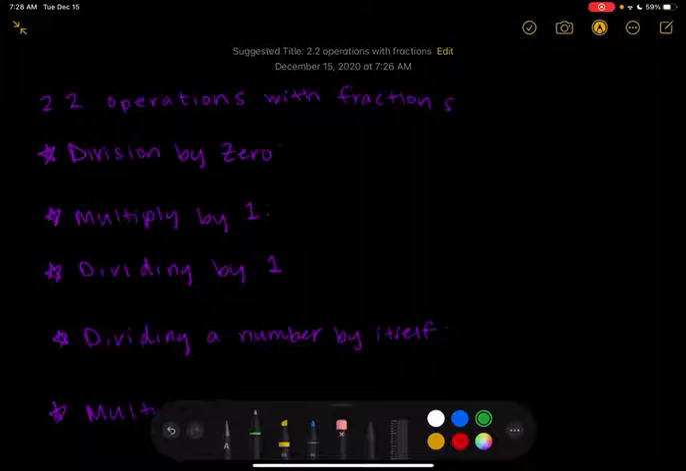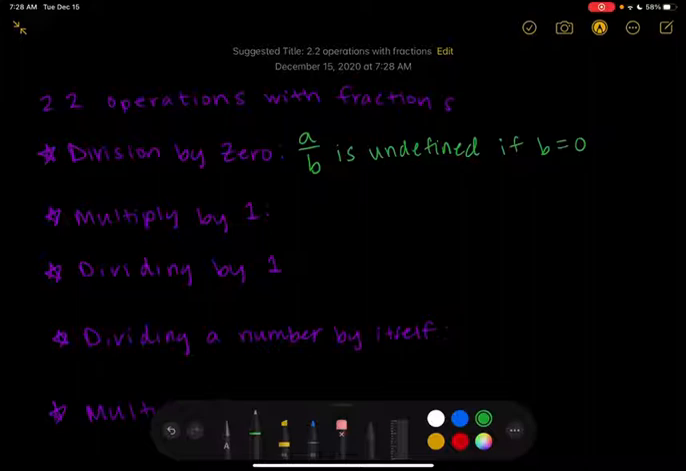So for the first one, division by 0. What that means is that we can't divide by 0, okay? So if we're talking about a fraction, if we have a over b, if b was 0, that would be undefined if b equals 0. So in a fraction, you can't have a 0 on the bottom because a over b is saying a divided by b, and we can't divide by 0.